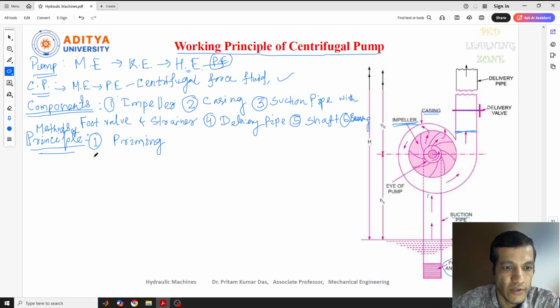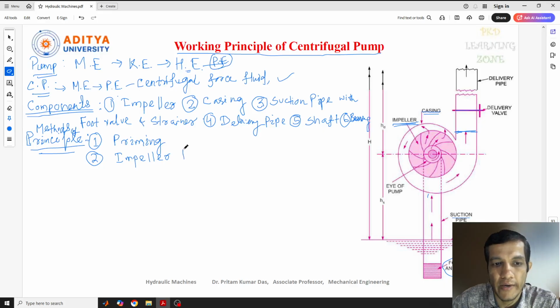So next, the second part. What is the second part? The second part is nothing but we need to start the pump. Starting the pump means we need to rotate the impeller. So, impeller rotation. That is what I mean to say.